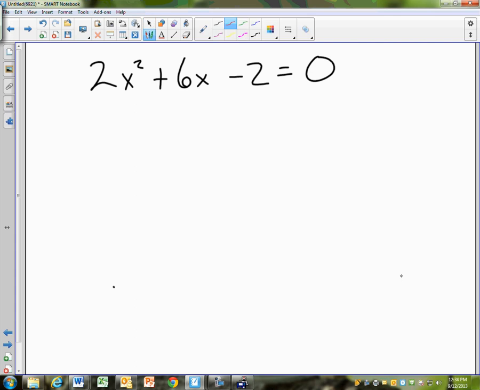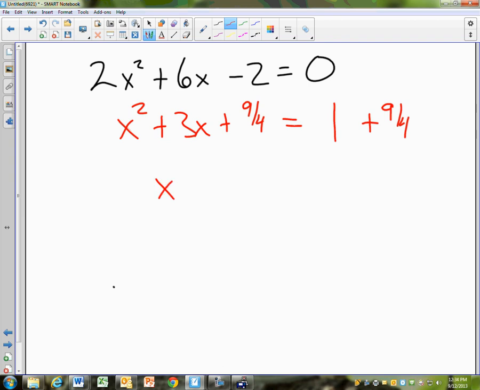Okay, so I get that you don't always like the fraction part, but you know we need to deal with it. So you got x squared plus 3x equals 1 when you subtract it over, or add it over. You're going to add in 9/4 because 3 divided by 2 is 3/2, squared is 9/4. Okay, add it over there.